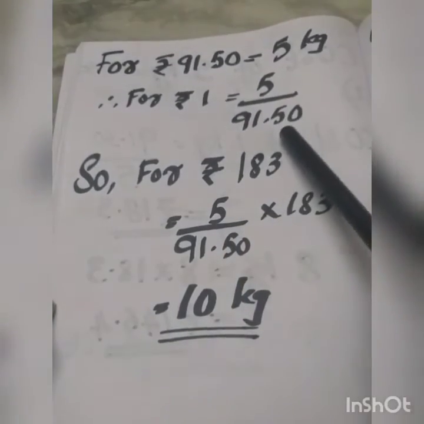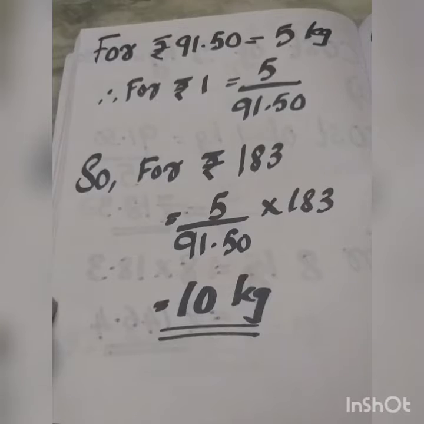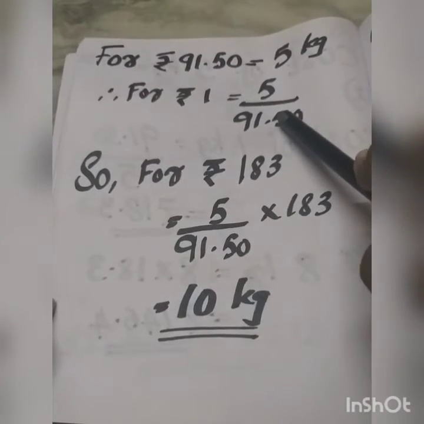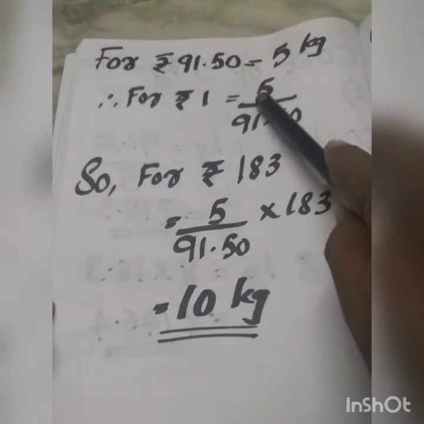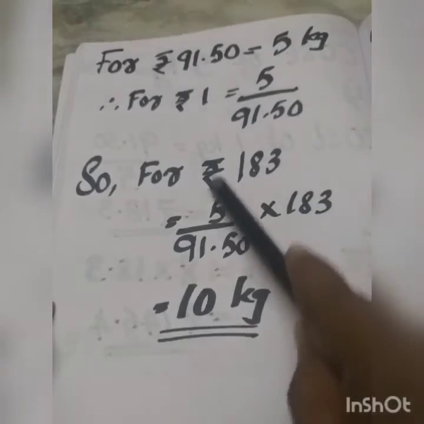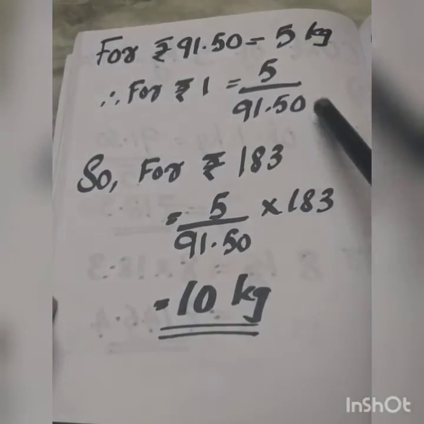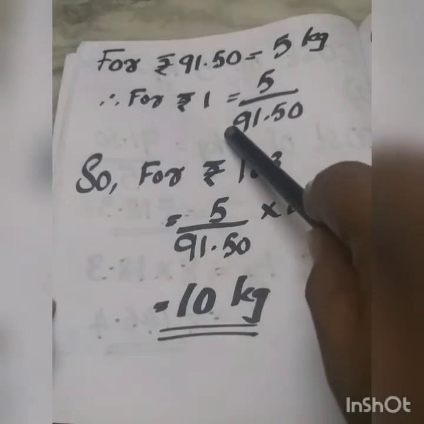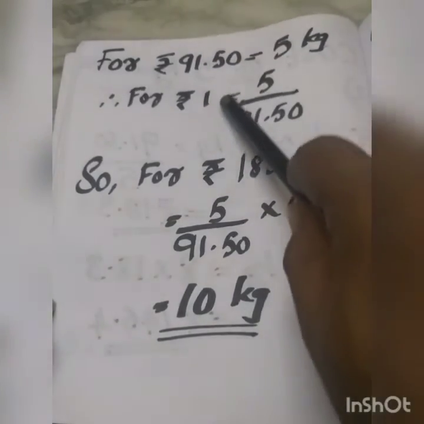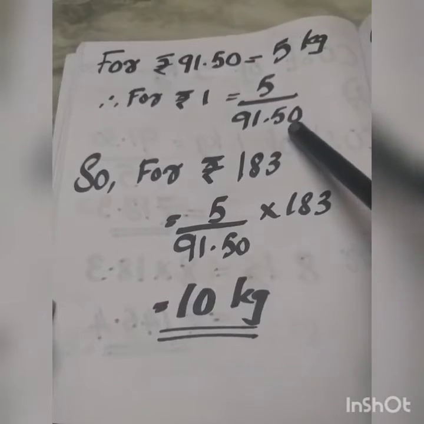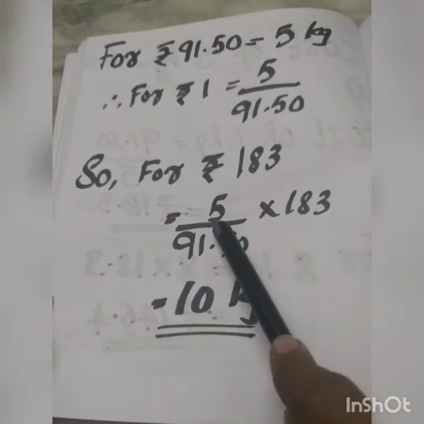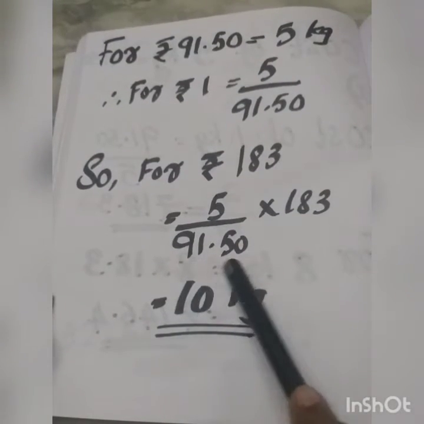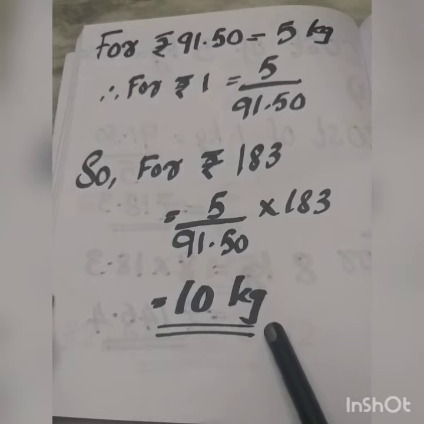5 by 91.50. Here I am not calculating this. For making my calculation simple, I kept this fraction as such. This is for rupees 1. Now my question is how much quantity of wheat I will get for rupees 183. For rupees 1 we are getting 5 by 91.50 kg of wheat. So for 183 rupees, into 183. First multiplying 5 into 183, then dividing by 91.50, you will get the answer 10 kg. So how much quantity are you getting for rupees 183?